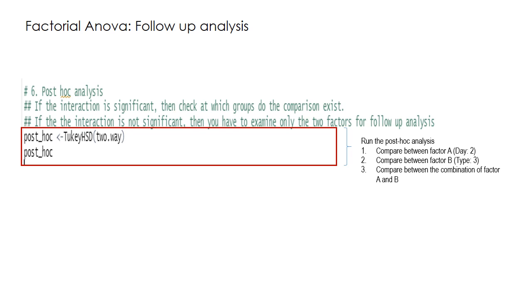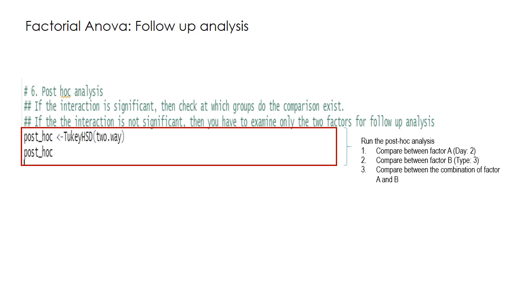So what you can do is you can compare between factor A, the day. You can compare between day Monday and Tuesday, Monday and Friday, and then you can also compare between the groups, okay, between types of programs, business, sports, and news, and also compare between the combination of factor A and B.